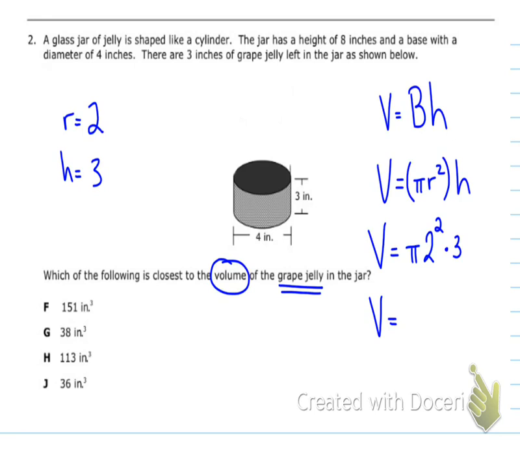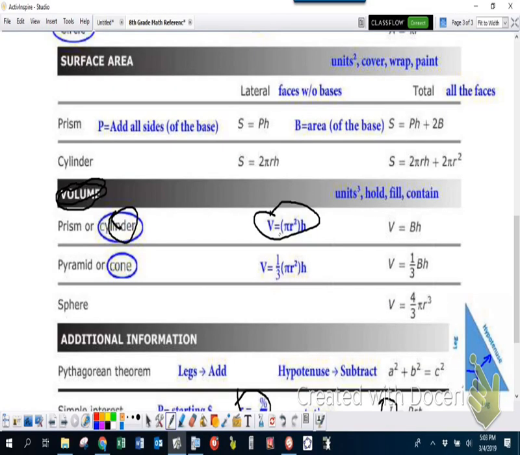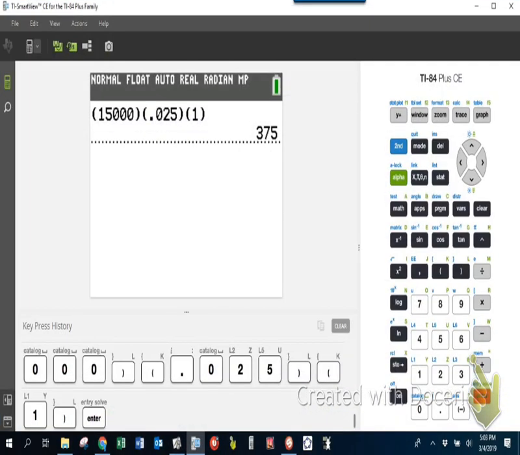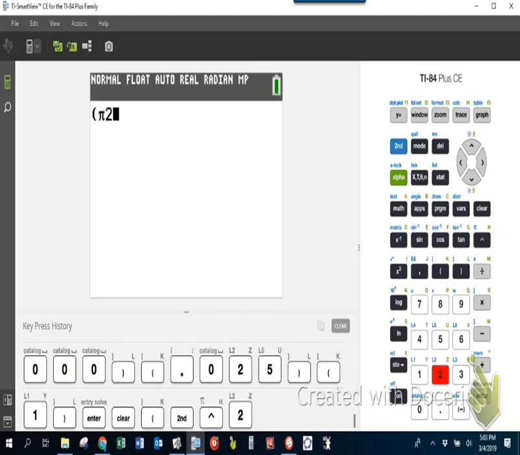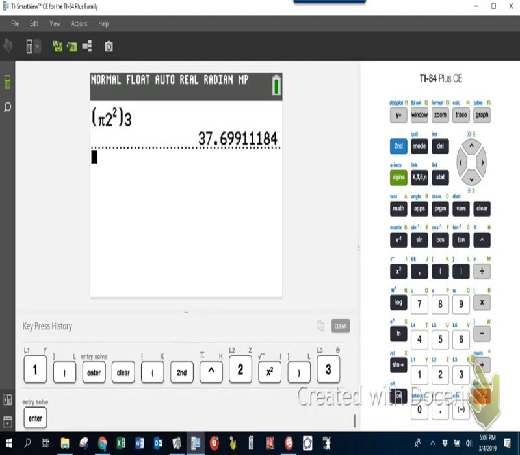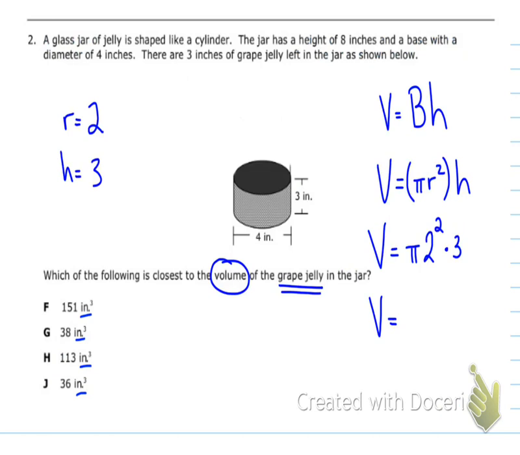Now, I do want to point out some things. Like the answer choices, they're in inches cubed. That was a hint for volume, but this question flat out said, what is the volume? Let's go type in pi 2 squared times 3. I typically type in the first part in parentheses, so pi 2 squared, and then times 3. And I get 37.69, which I'll round a little bit, and which is closest to that answer, G.